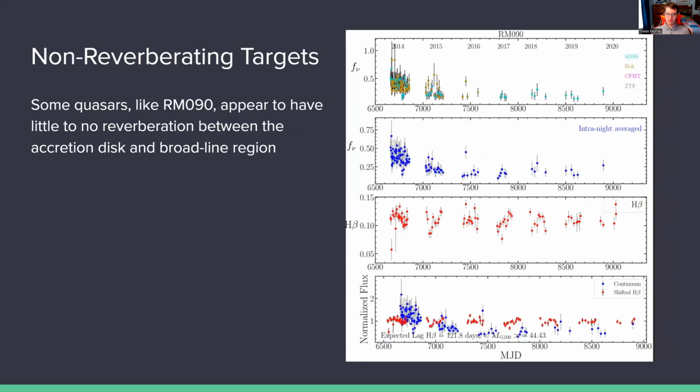Some targets, however, don't reverberate, and this one, RM90, is one of those examples. As you can see, there's not really any pattern to either the H beta or continuum light curves, and they don't really line up, which indicates that there's not really any reverberation going on between the broadline region and the accretion disk of this particular quasar. So that is very interesting because of the lack of the expected activity.